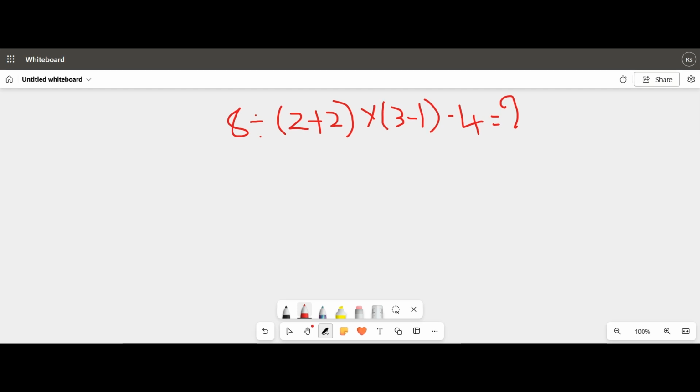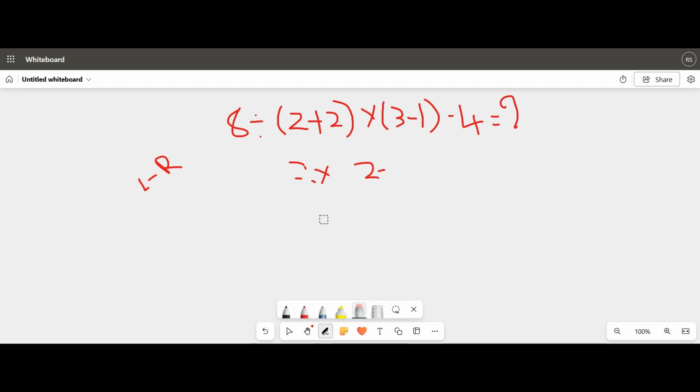Today we come up with another pattern of the problem. This is the question: 8 divided by (2 plus 2) into (3 minus 1) minus 4. We can't simply go from left to right to solve this question, right? We have already discussed that, like 8 divided by 2 plus 2, 4, 2. So 8 divided by 4, 2 into 3 minus 1, 2. You cannot do it like that, right?